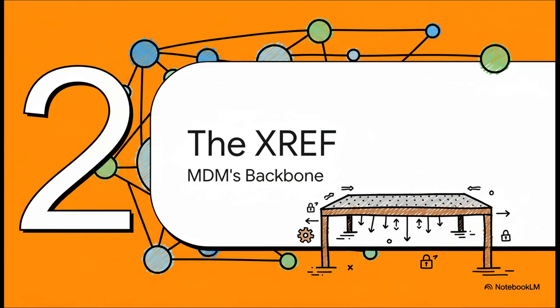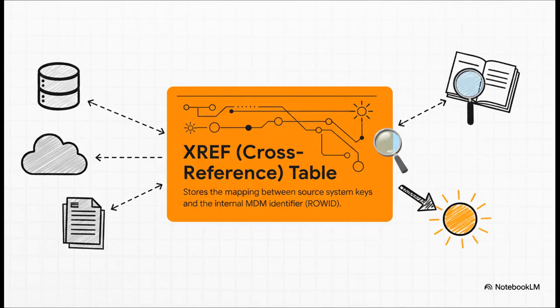Well, the secret, the absolute backbone of the entire system, is in this one special table. It's called the XREF, which stands for Cross-Reference Table. This is our detective's master index. For every single piece of data from every source, the XREF table creates a little entry that links that system's original ID back to a new internal MDM identifier.